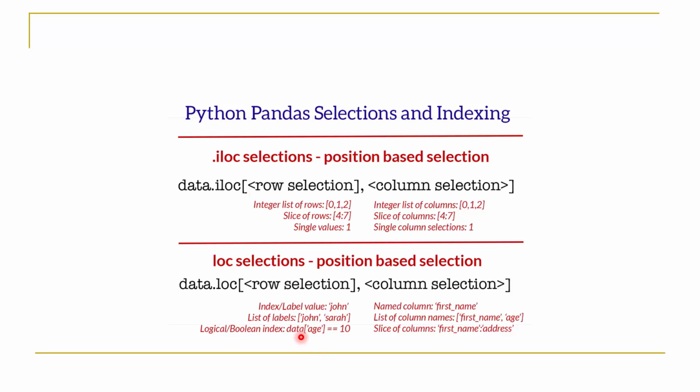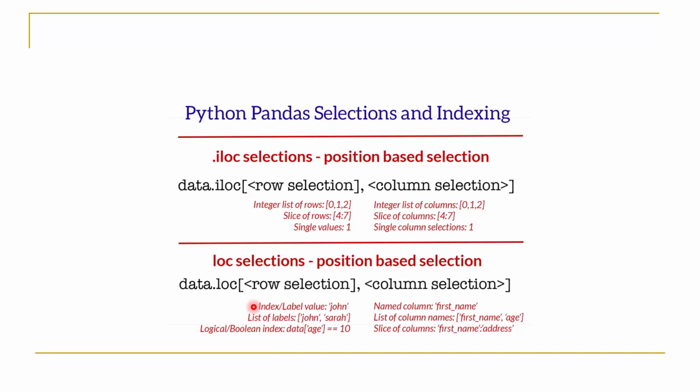It is also important that we can refer to the values of rows and columns by their name or values also. For example, here we are referring to the column by its name, first_name, or a list of columns like first_name and age. Or here we are referring to a slice of columns, meaning columns starting from first_name up to column address.